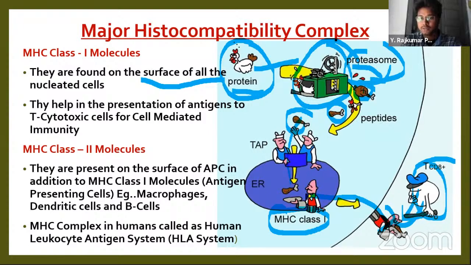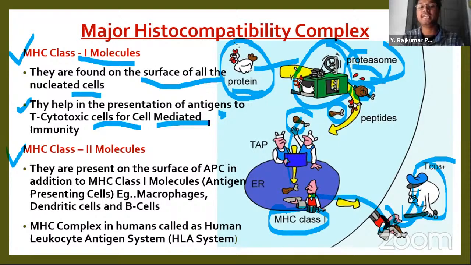Okay, dear students, hope you have understood. MHC, or major histocompatibility complex, are the molecules which help in the presentation of antigen determinants to the lymphocytes. These MHC are of two types, class 1 MHC and class 2 MHC. Class 1 molecules are found on the nucleated cells and they help in the presentation of antigens to cytotoxic cells for cell mediated immunity. So now you get the question, what is meant by cell mediated immunity? I will explain cell mediated and humoral immunity in the next class in detail. But for that, you need to understand the major histocompatibility complex and the location where it is formed.